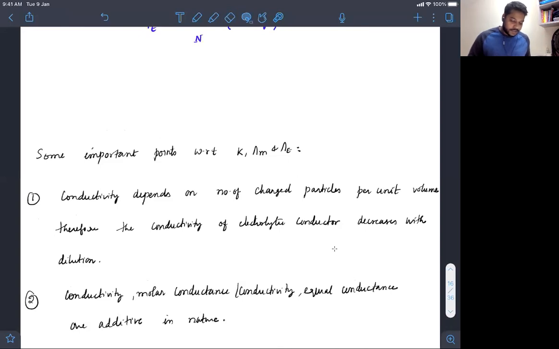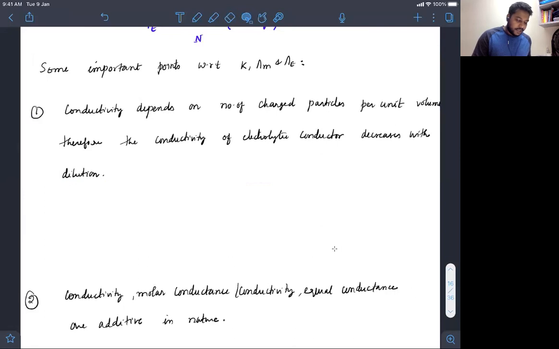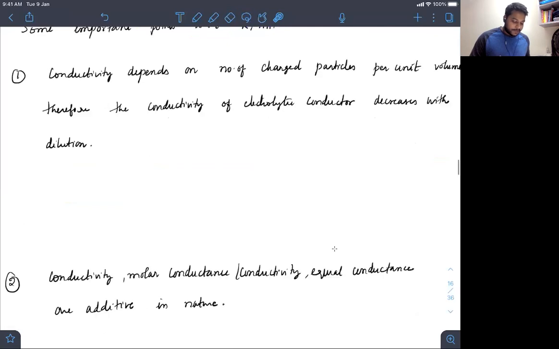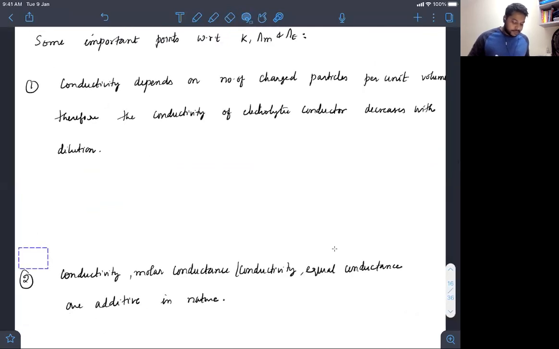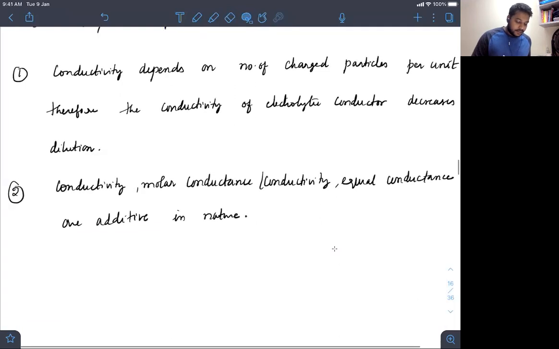Okay. So whatever I discussed, I wrote that in points. See, I'll read it once again. First, conductivity depends upon number of charged particles per unit volume. Therefore, conductivity of electrolytic conductor decreases with dilution. Okay, this is specific conductance. Conductivity and specific conductance is same. Second point, conductivity, molar conductance or equivalent conductance.